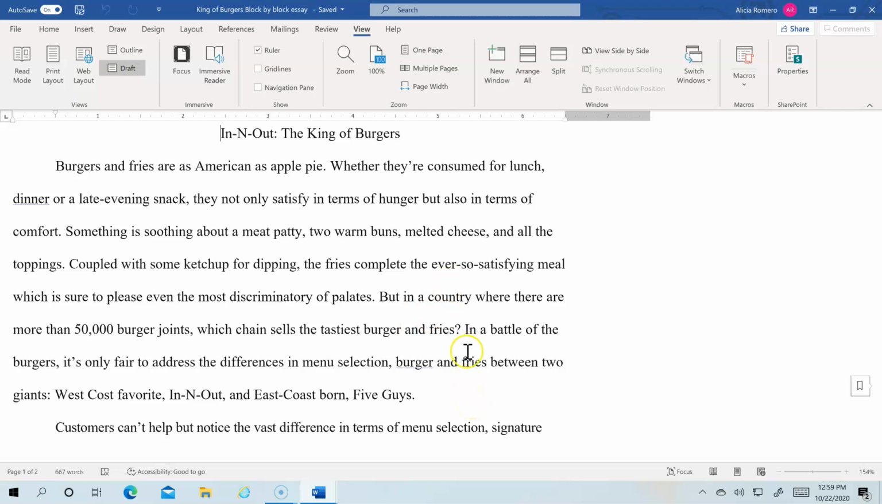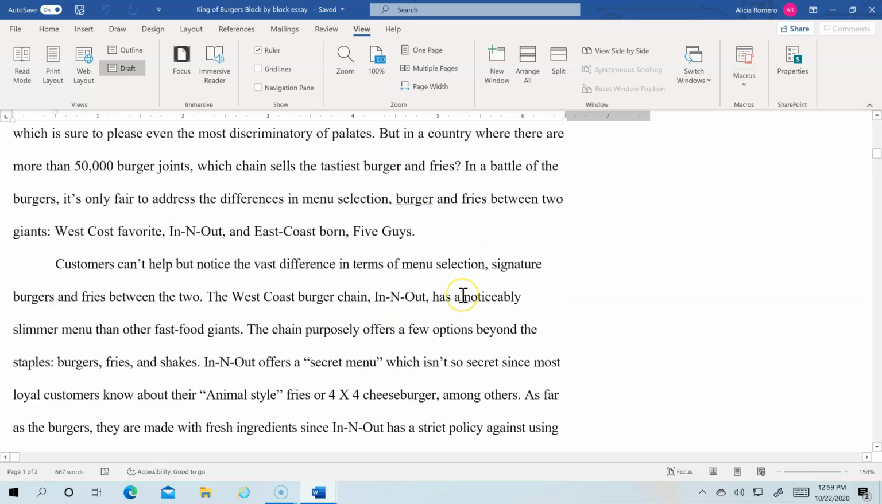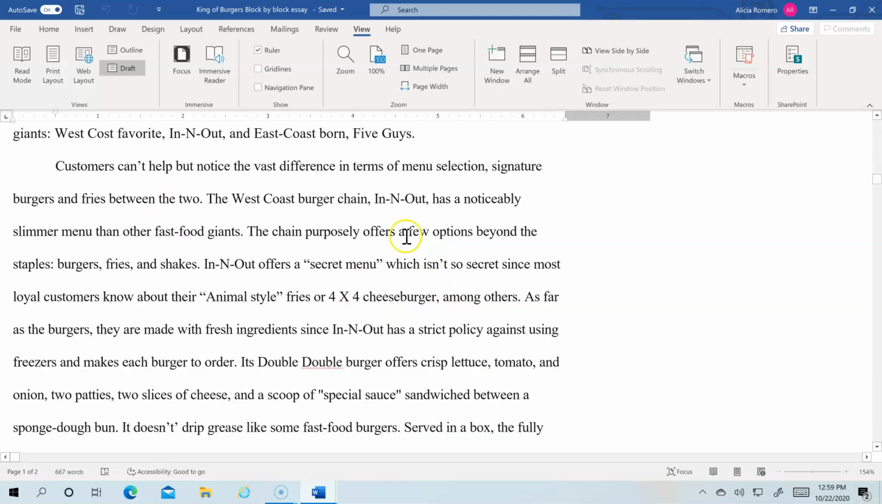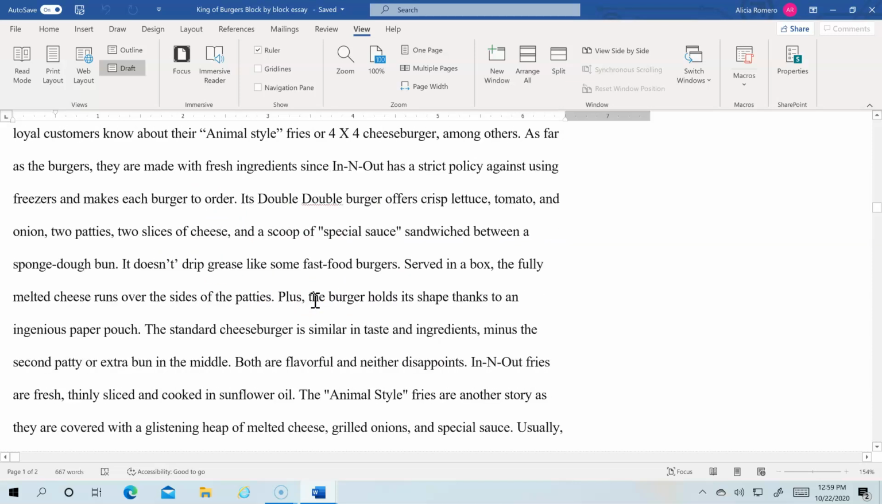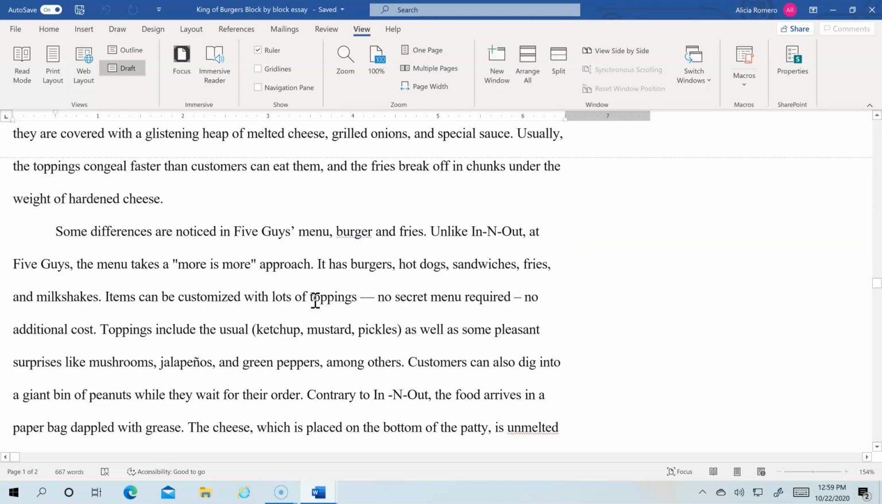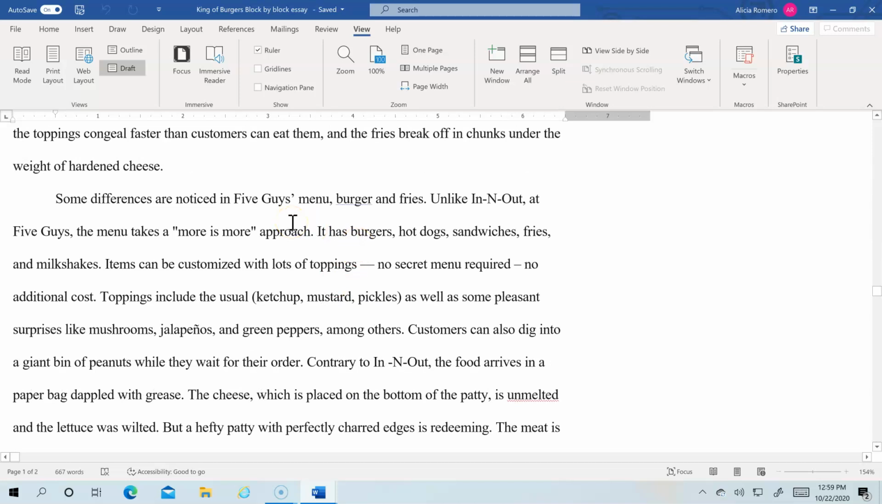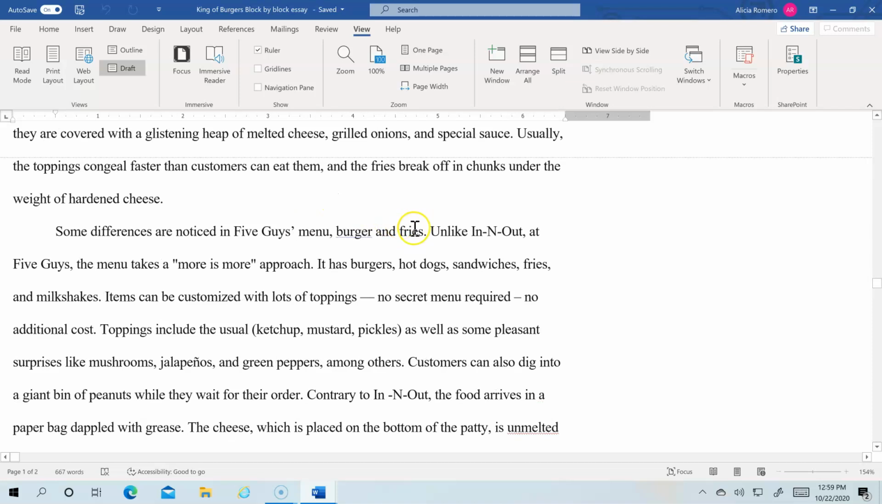This is the block by block essay. We have our introduction with our thesis at the very end. We talk in the first paragraph about how they're different in regards to the menu selection, the signature burgers, and the fries between the two. We address both differences between both In-N-Out and Five Guys. The next paragraph, we talk about how they're different in regards to Five Guys, the menu, the burger, and fries.